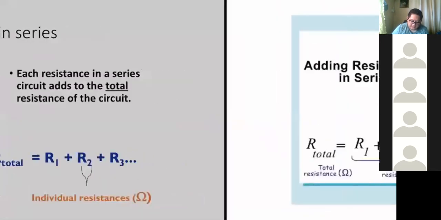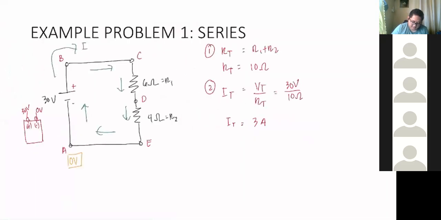So, ibig sabihin from 0 volts, mag-a-add tayo ng 30 volts kasi yun yung present na voltage doon. So, at point B, meron tayong 30 volts. Okay? Then pagpunta natin kay point C, wala naman nadagdag na component, so 30 volts pa rin yan.